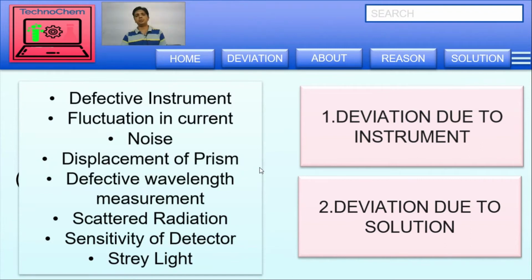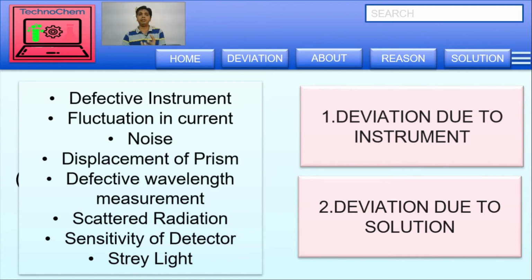Deviation through the instrument. Either you are using a defective instrument, deviation may be caused due to fluctuation of the current or the background noise of the instrument. There may be some displacement of the prism. You may be using a defective wavelength or filter for the measurement. There may be scattered radiation. The radiation may be scattered.